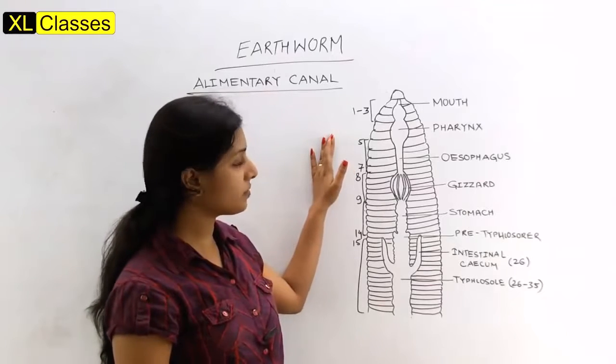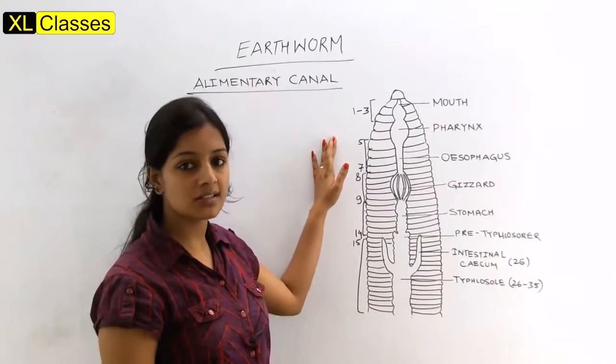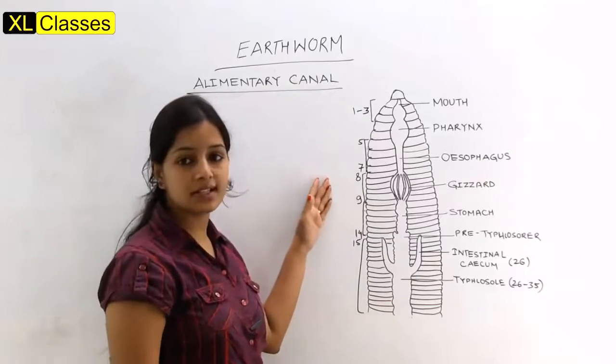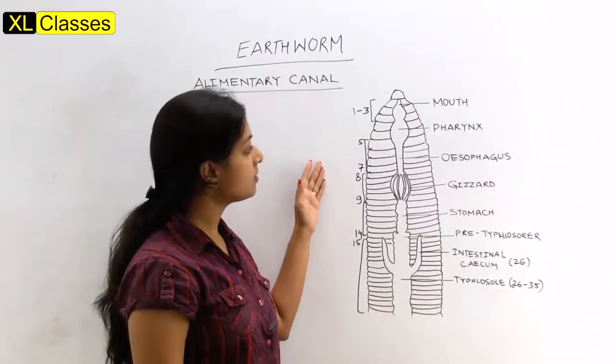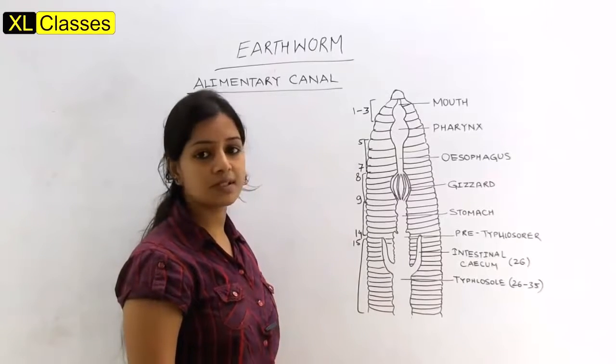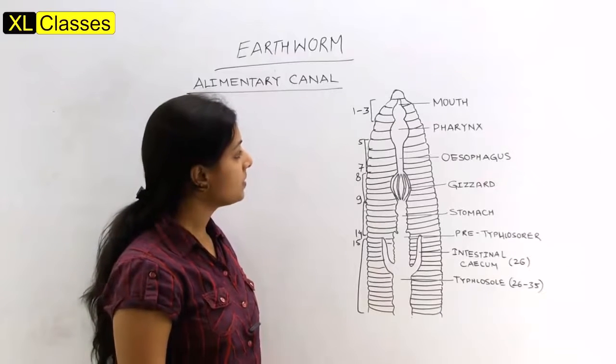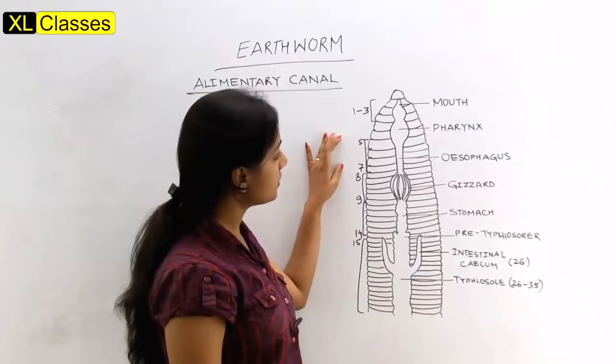In the first segment of the body of the earthworm, there is a mouth which is present on the anterior side and it opens into the pharynx. The mouth region is present from the first to third segment of the earthworm's body. Then it leads into the pharynx.